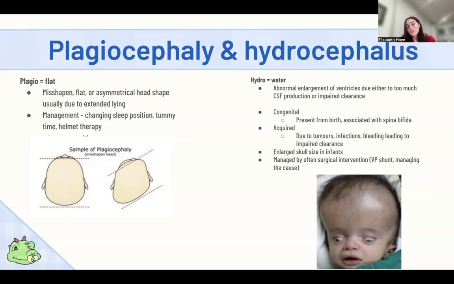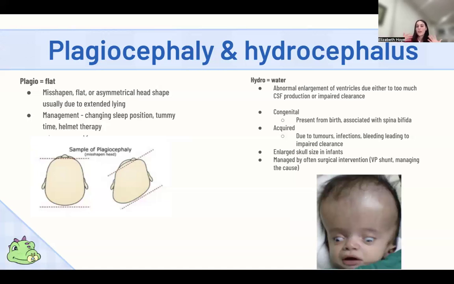On the other hand, hydrocephalus is much more severe. It's defined as the abnormal enlargement of the ventricles due to either too much CSF being produced or an impaired clearance of that CSF. This can come from lots of different things, but it can be present from birth. That's congenital hydrocephalus, and that's associated with spina bifida. Whereas some acquired causes of hydrocephalus can be tumors, infection, or bleeding, which affects the clearance of CSF.